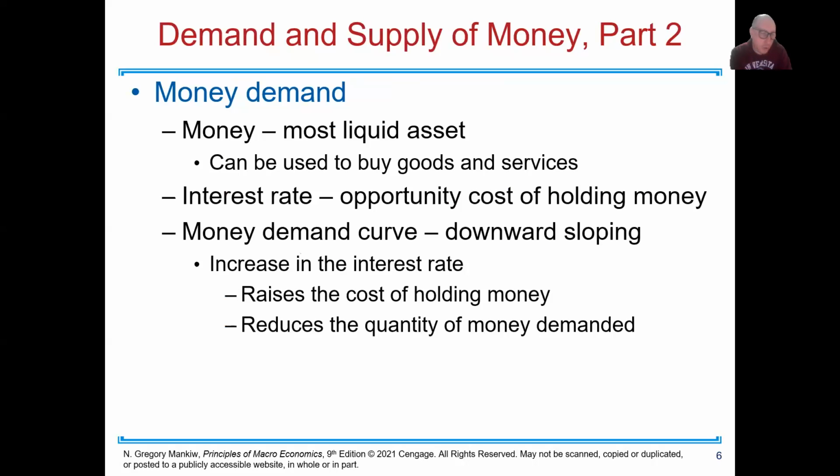The money demand curve is downward sloping and to the right, just like most other demand curves. When there's an increase in the interest rate, there's an increase in the cost of holding that money. When interest rates go up, the quantity demanded goes down. Higher borrowing rates, fewer people want to borrow. Real simple.